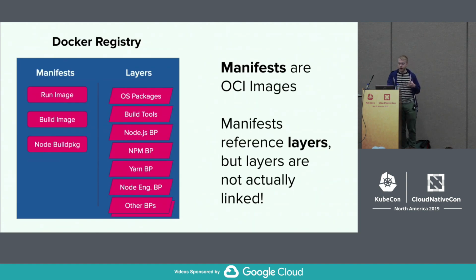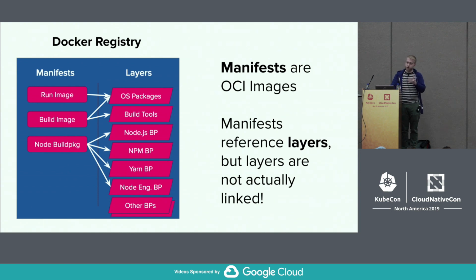So if you imagine you have a Docker registry. A Docker registry stores manifests, which are image manifests, and layers, which are also called blobs. They're just the things that get layered on top of each other before they run, when you do a Docker run, for instance. Say you have a Docker registry with a run image, a build image, and a node build package, and then you have all the layers that those manifests point to.